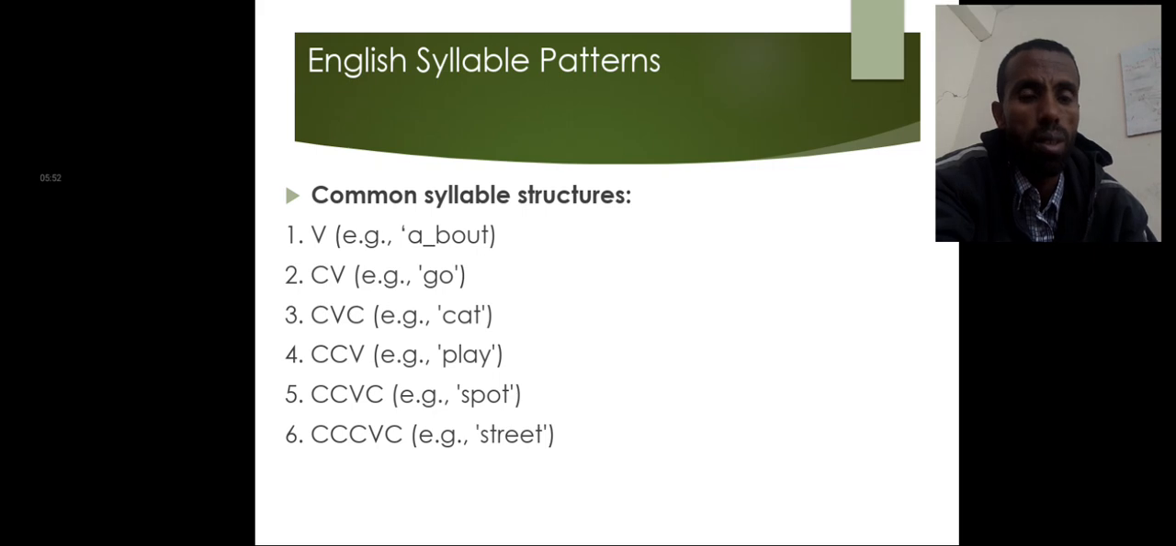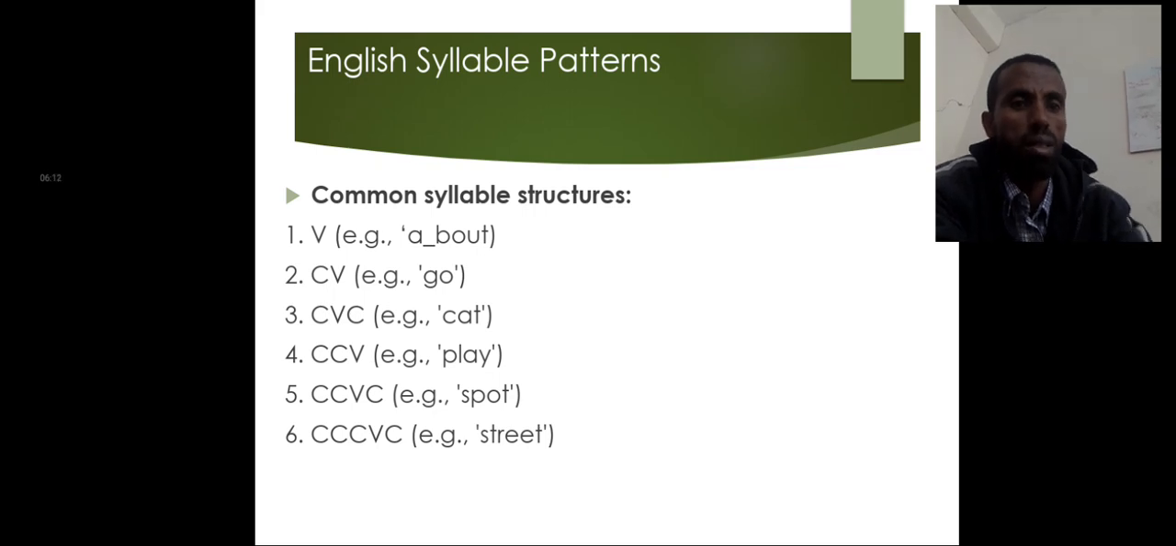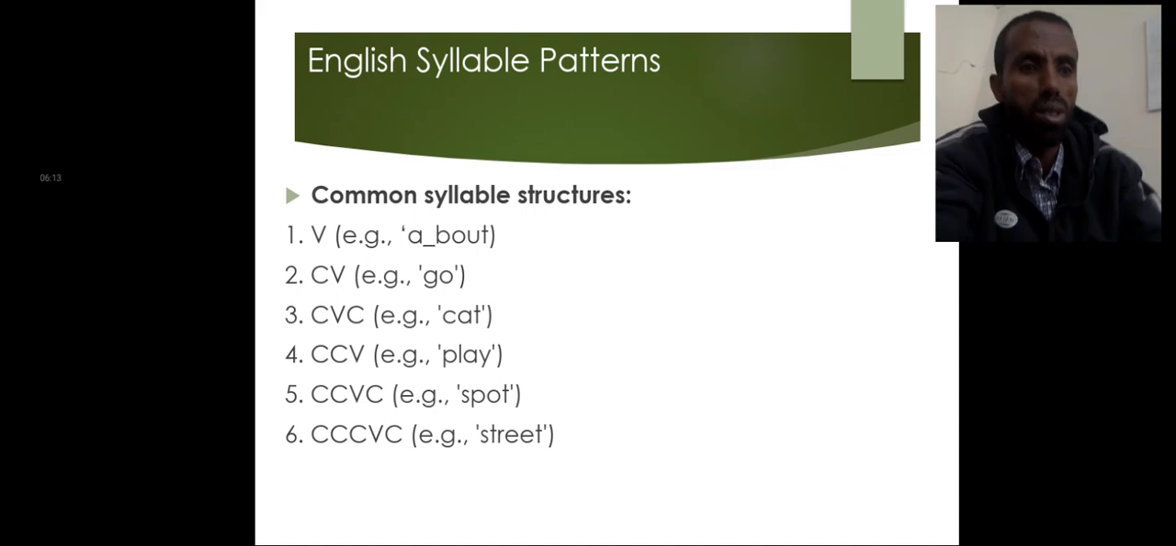Number 6, we have three consonants at the beginning. C, C, C, V, C. Street, you have S, T, R, three consonants, followed by the nucleus E, and you have a consonant at the end, T. So these are some of the common syllable structures in English.